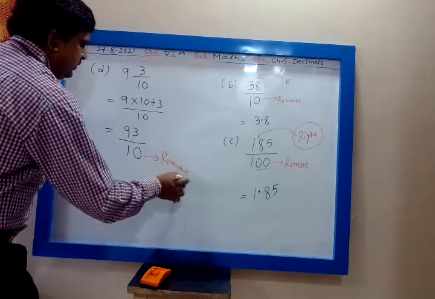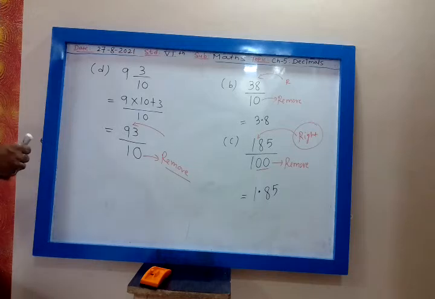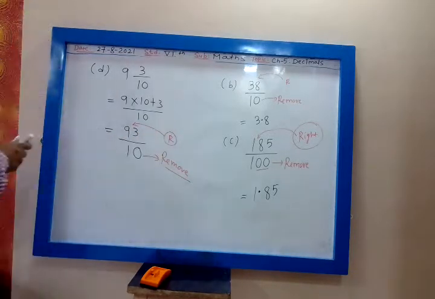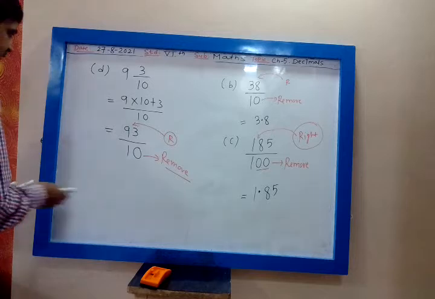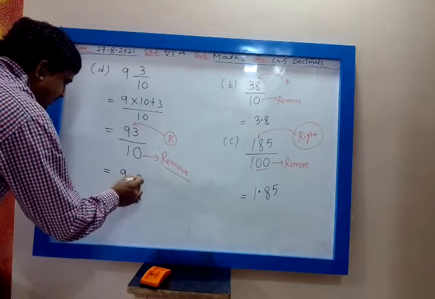When we want to remove the 1 zero, we have to place the decimal from the right side, after one digit. That is 9.3. Okay.